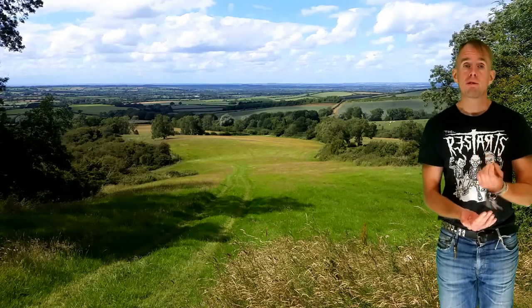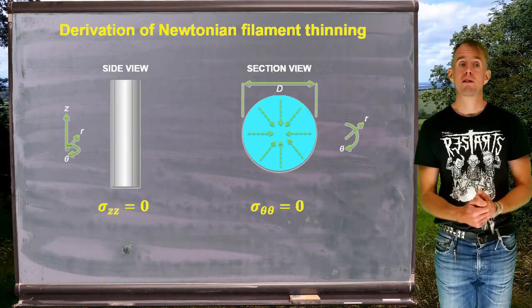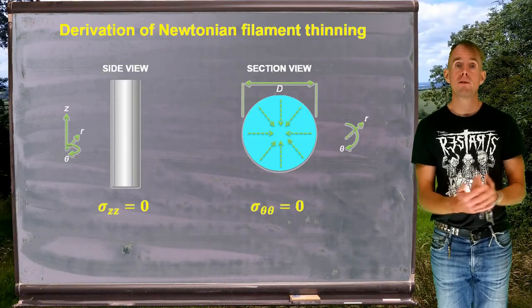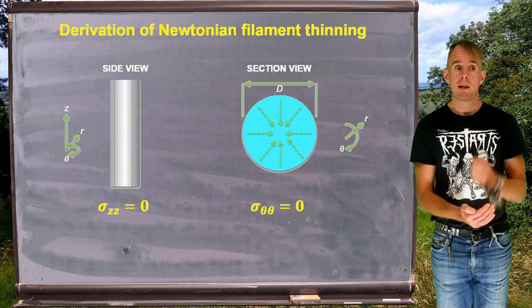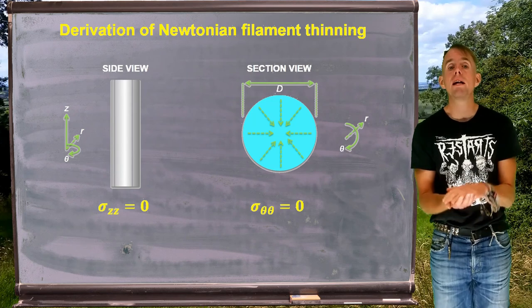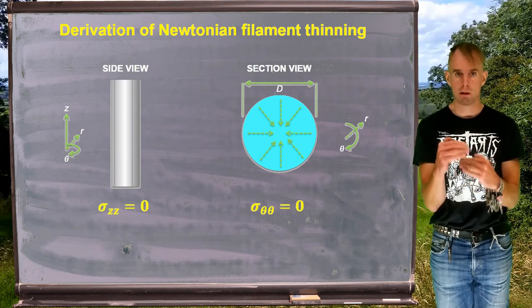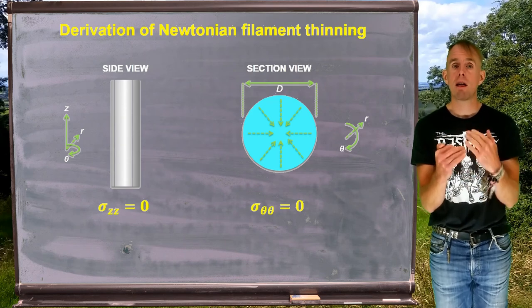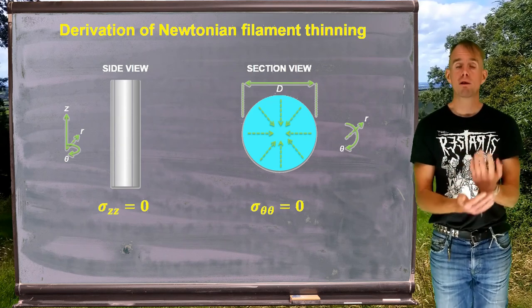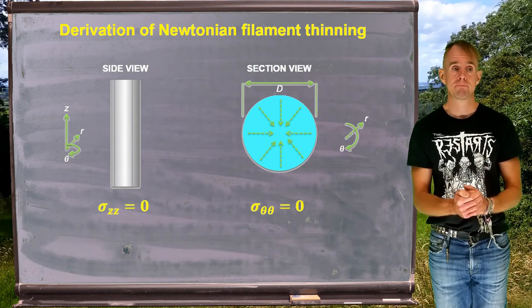So it all starts with a stress balance. On the blackboard in front of you, you have a cartoon image of a fluid filament. The first assumption we're going to make is our fluid filament is cylindrical and infinitely long, and so that side view we can see just a portion of the fluid filament. It's a cylinder, we've got the z-axis in our cylindrical coordinate system pointing along the length of that cylinder.